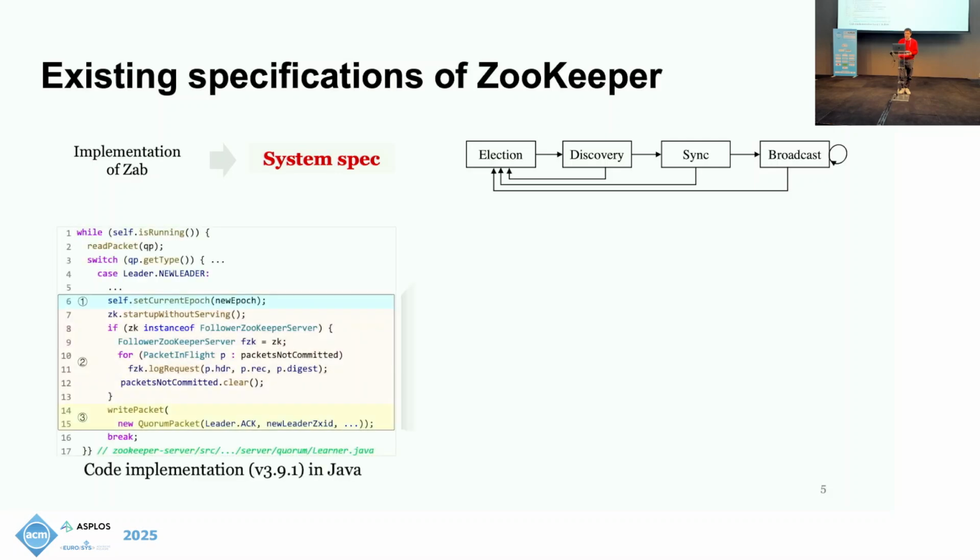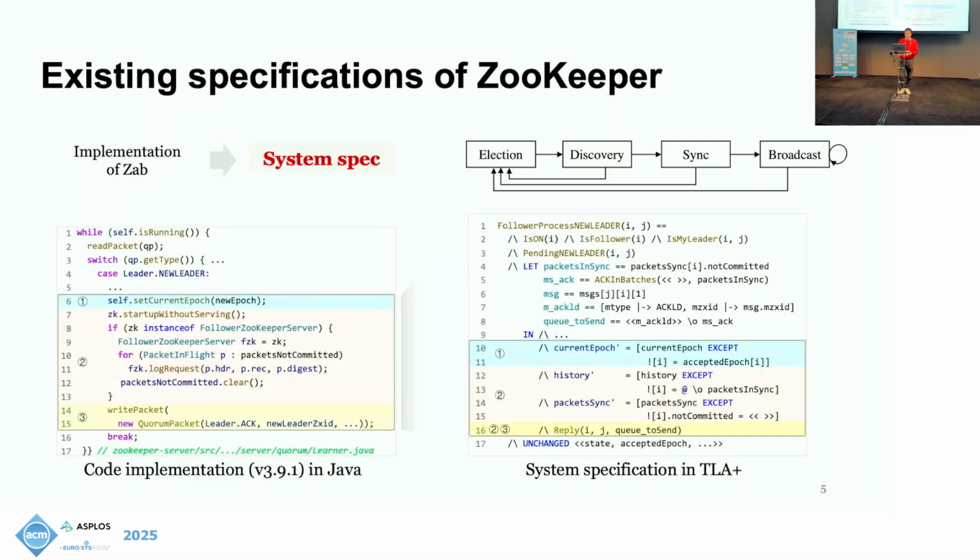The system spec is a concise system design document for ZooKeeper development. This figure shows how the code implementation of ZooKeeper corresponds to the system spec. The code snippet on the left is about a follower's processing logic upon receiving a target message, and it is translated into an atomic action in the TLA+ spec.